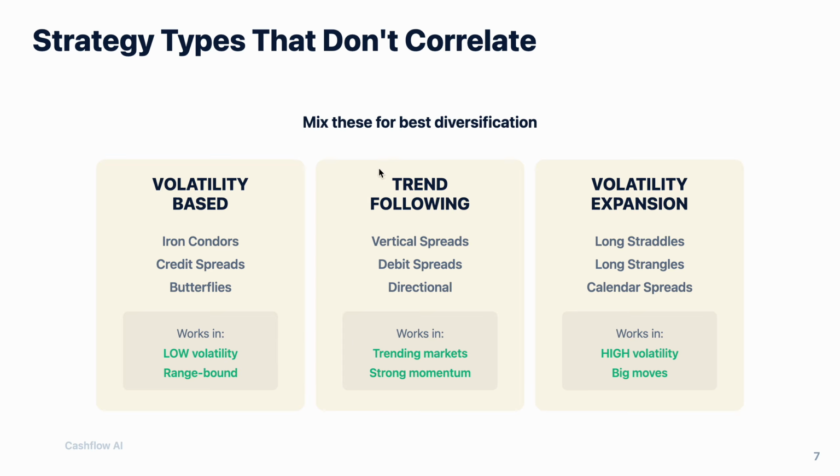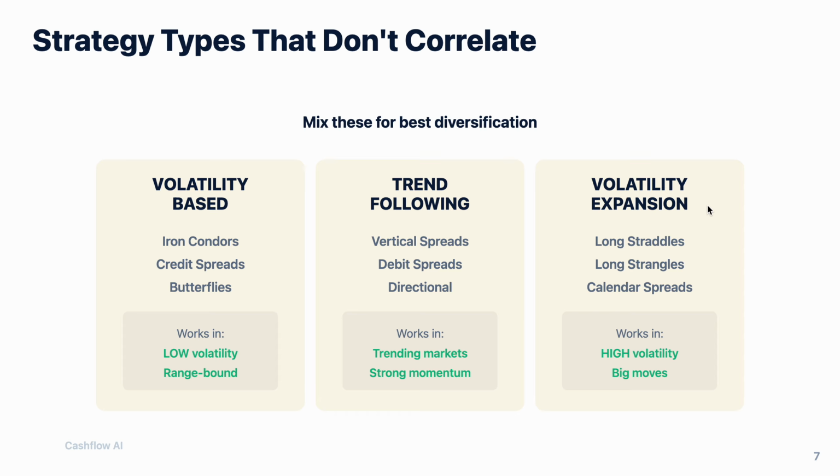Then trend following. These are more vertical spreads or debit spreads. These are more directional or simply basic calls and puts. These are directional that follow the trend. Now, you can also build credit spreads that work really well with trend following. You can build butterflies that work really well with trend following. But for the most part, these are the types of strategies that work well in trending or strong momentum markets.